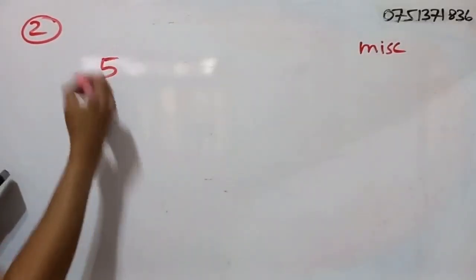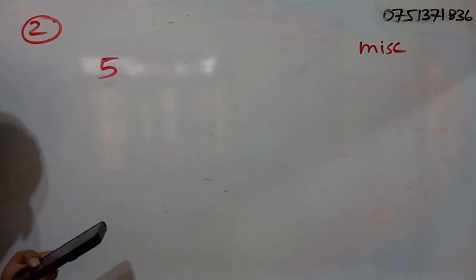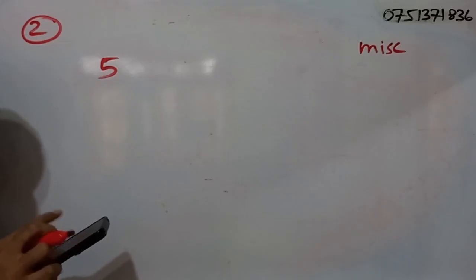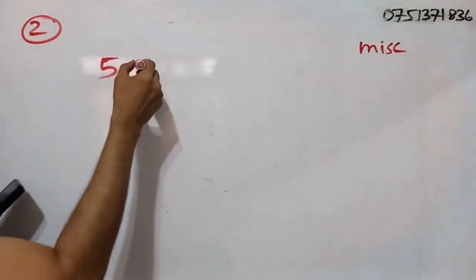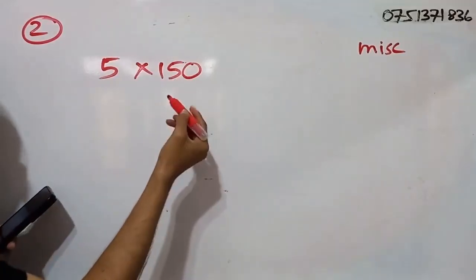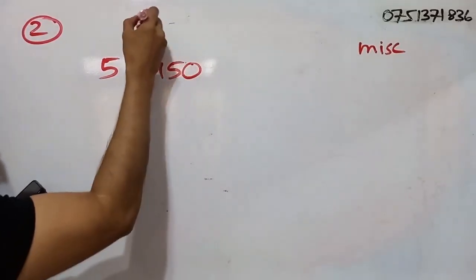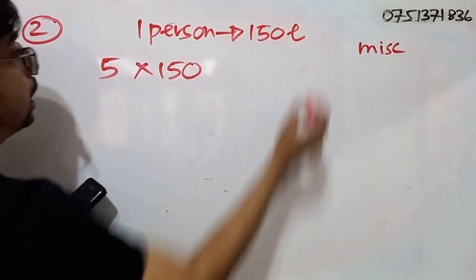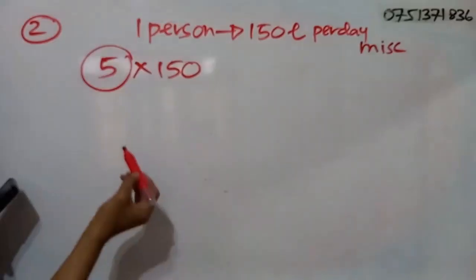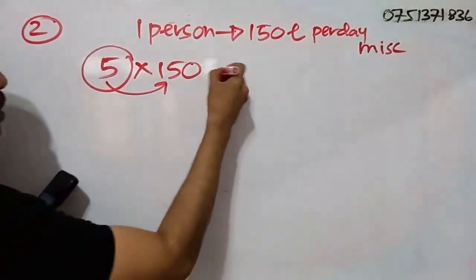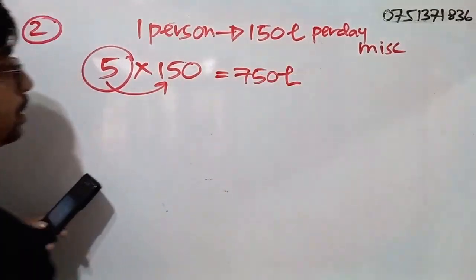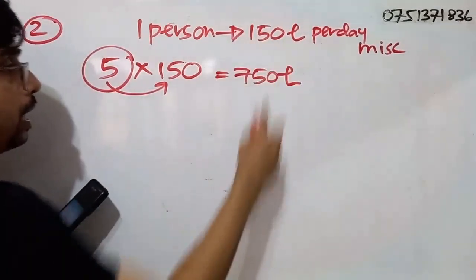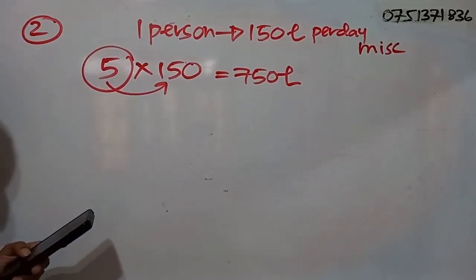So we have 5 family members, right? So here it is mentioned, if each family member requires a maximum of 150 liters per day. So one person needs a maximum of 150 liters per day. So for 5 people, what is that? 5 into 150. So it will be 750 liters. That means the family members need 750 liters per day, right?